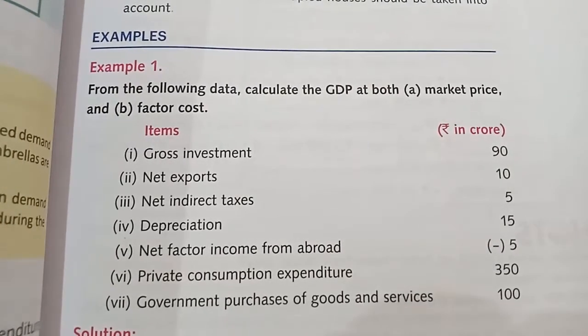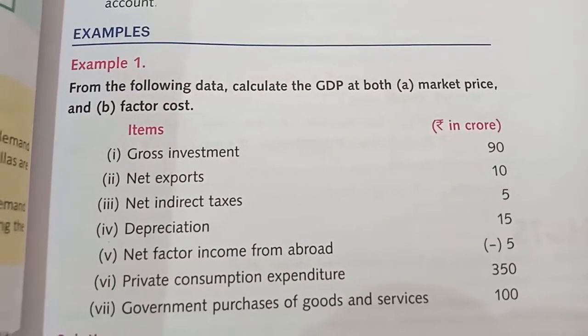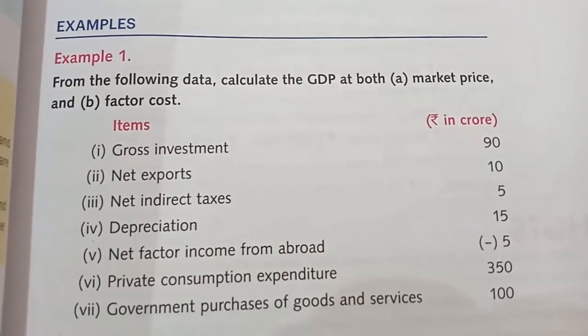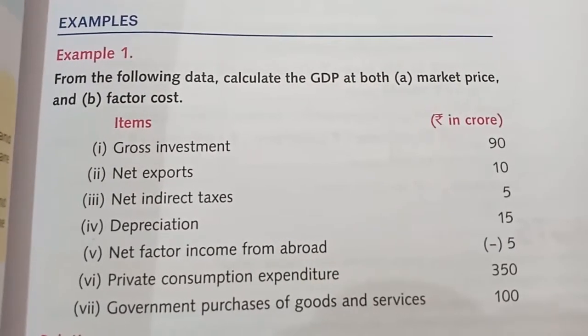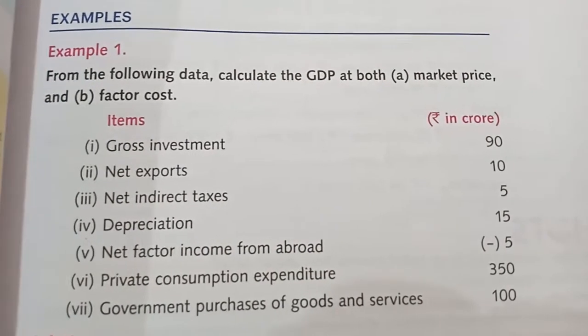Welcome class 12th. Today we are going to deal with expenditure method and its numericals. The first example: from the following data, calculate GDP at both market price and factor cost. Here the items are given, and the amounts are given in rupees crore.